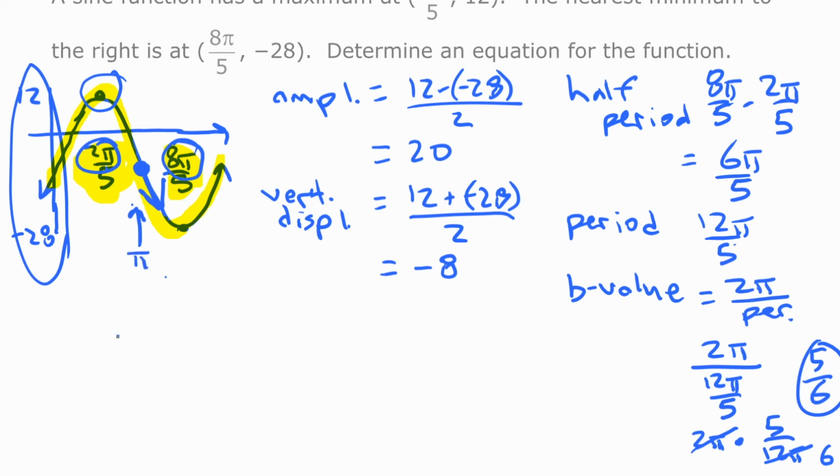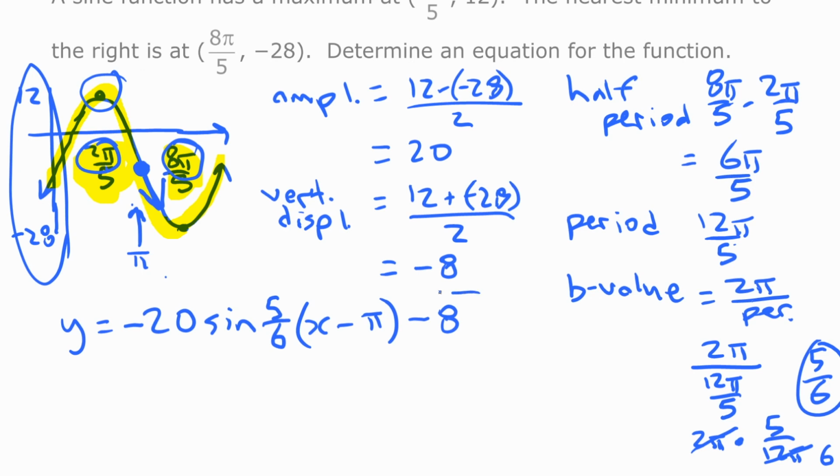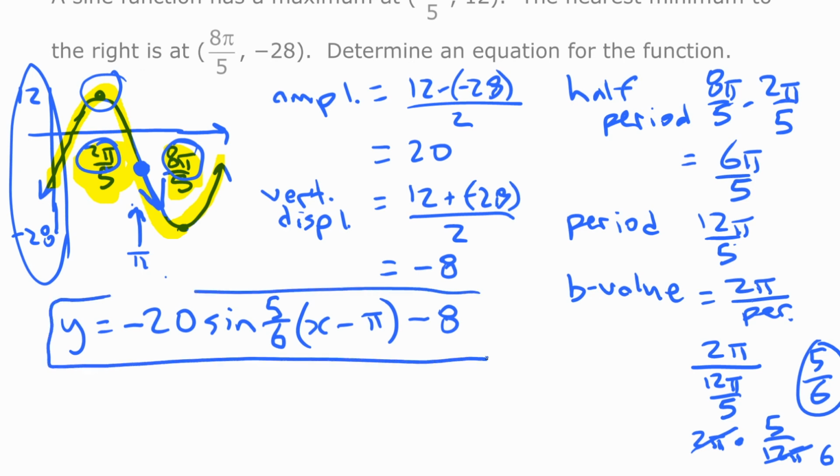So if we were writing an equation using negative sine, negative 20 sine, we need our b value of 5/6. If we were using that phase shift x minus pi, and then we would have our vertical displacement of -8. So that's an equation if we're writing negative sine, because that's probably the easiest point to find here.